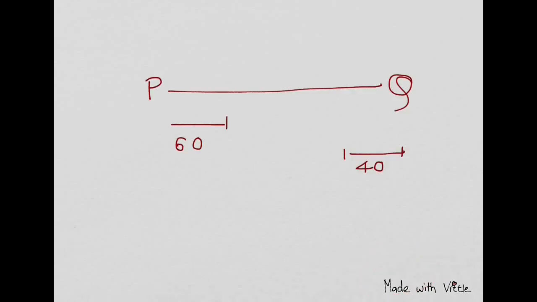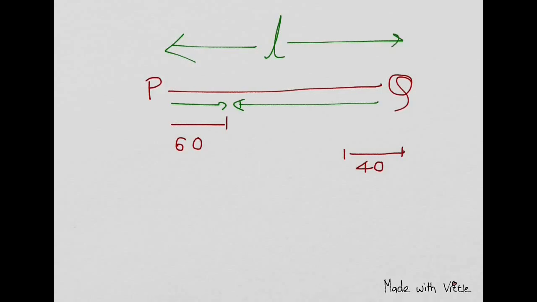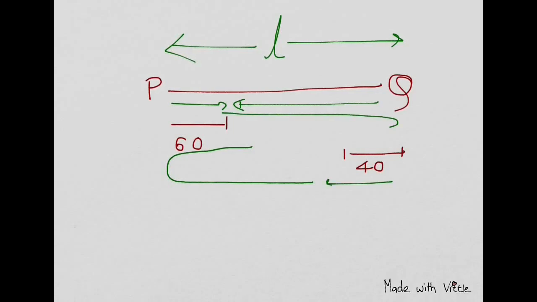Now let's begin. When they meet for the first time at this point, you know that they have covered the entire distance L. So in the first meet they have covered L. Now when they go from here again and meet back, they will have completed a total of 3 times the distance of the pool.